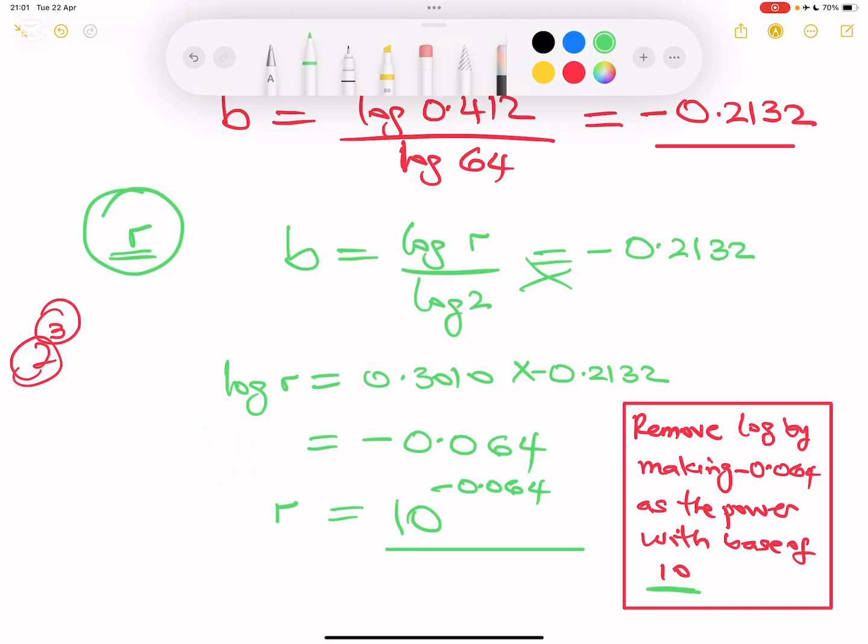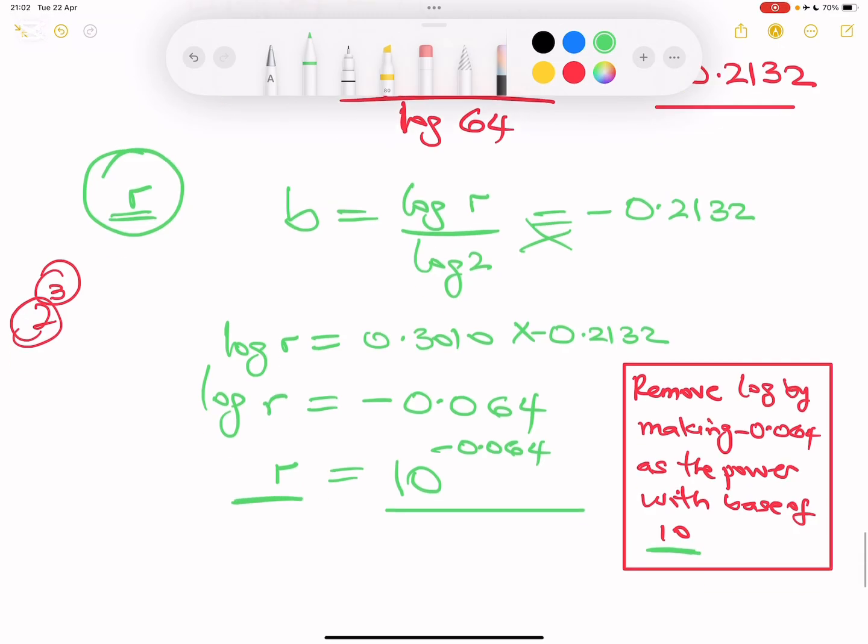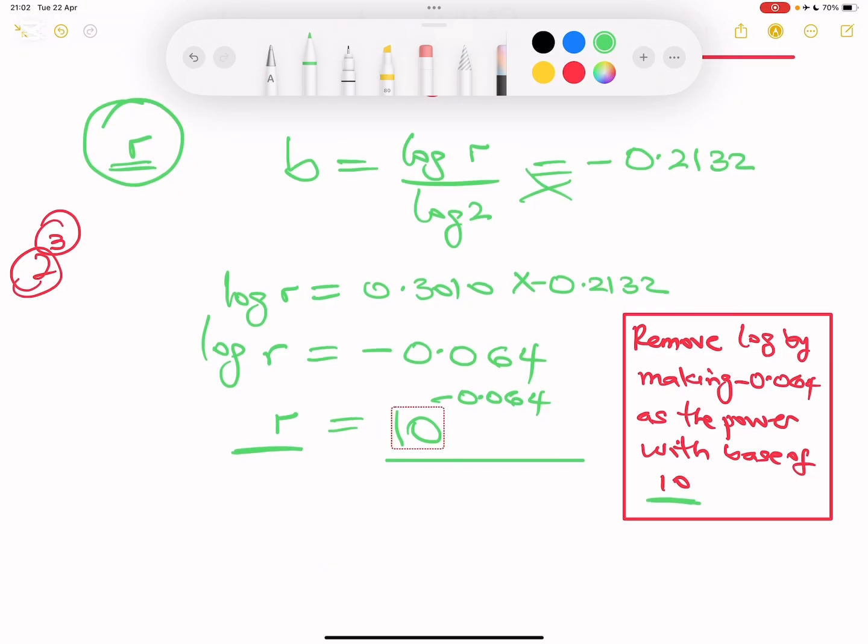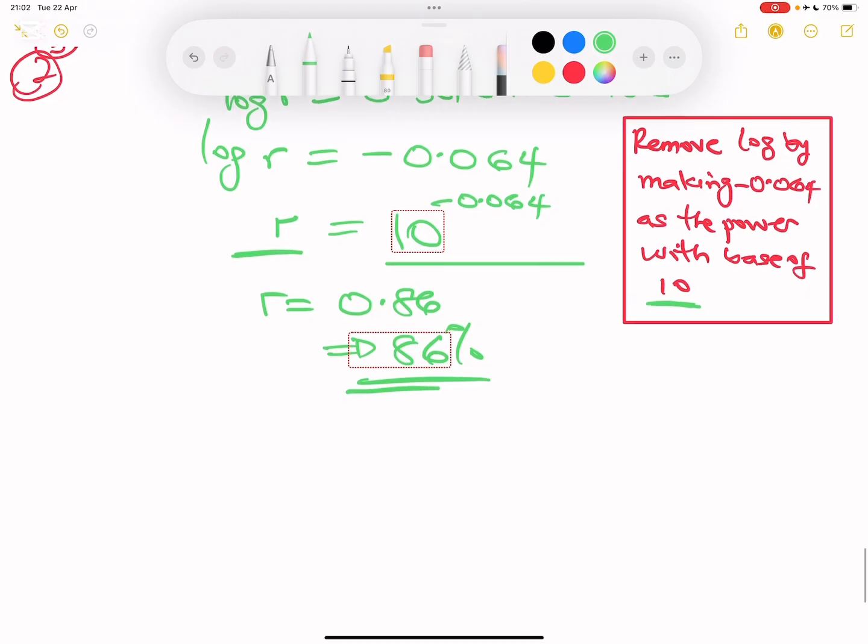So log R will become R immediately because this log will go away. And at that point, everything is easy because your R automatically becomes 0.86, which is the same thing as 86%. So that is your learning curve rate, and learning curve is no more than that.